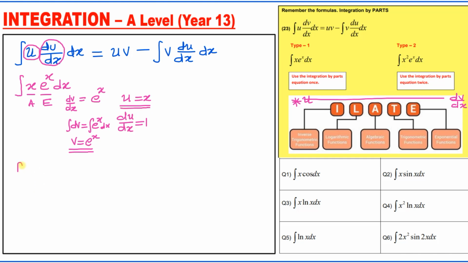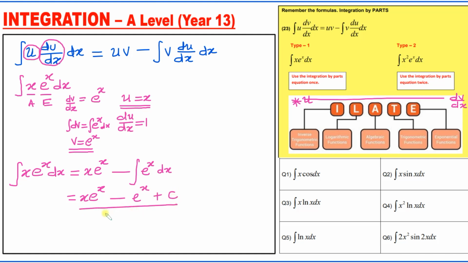Now I'm going to write the question as the integral of x e to the power x dx equals, the answer is u times v. You can directly apply u times v, which is x e to the power x, minus the integration of v, which is e to the power x, times du over dx, which is 1, dx. The 1 you don't need to write. So the answer is x e to the power x minus the integration of e to the power x, which is e to the power x, plus c. And now that is the formula.